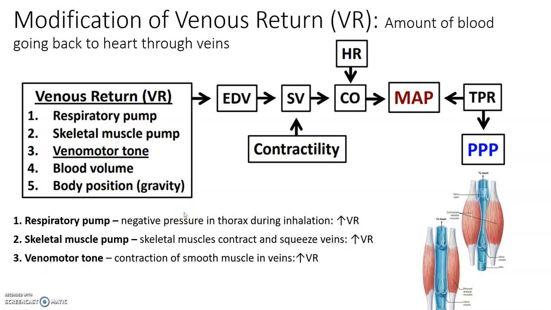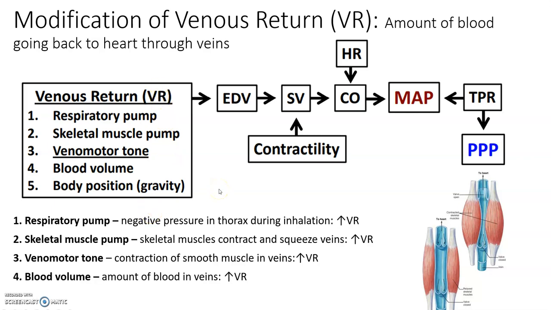Next, we have something called venomotor tone. Venomotor tone has to do with the contraction of smooth muscles in our veins. So if we contract those and we constrict those veins, then we can increase the pressure on the blood going back to the heart and increase venous return.